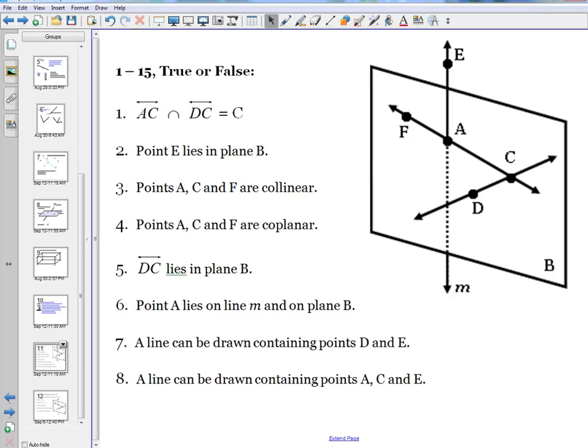All right, here we're going to look at an example from section 1 where we talked about point, line, and plane. And so it's just a bunch of true-false statements. This should be a pretty quick one here. And we're just going to say, are each of these statements true?